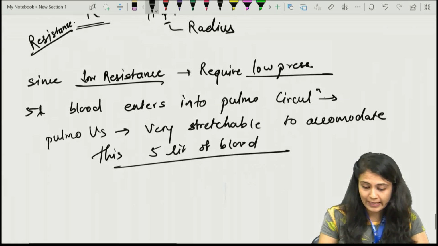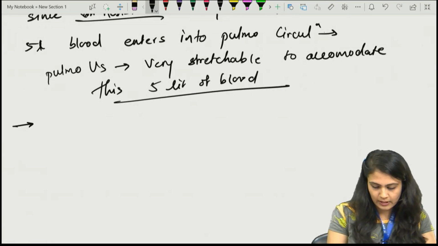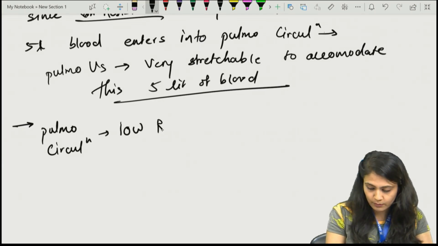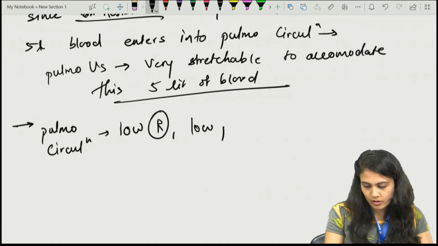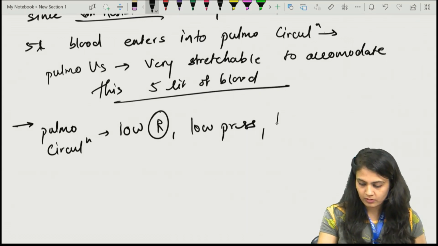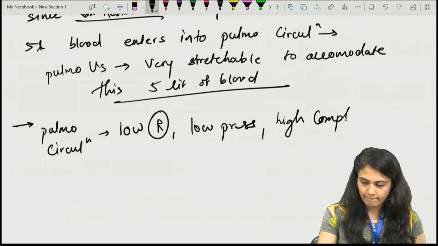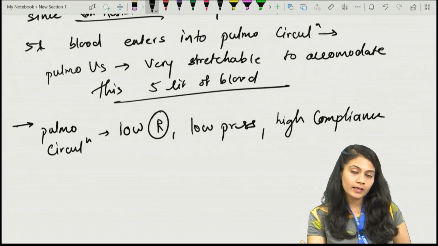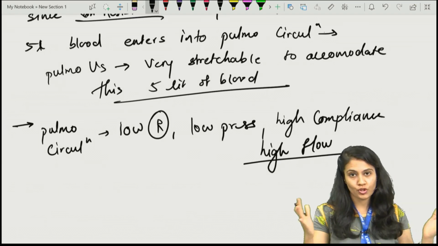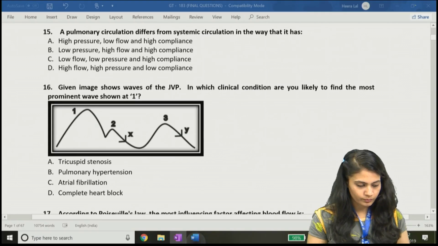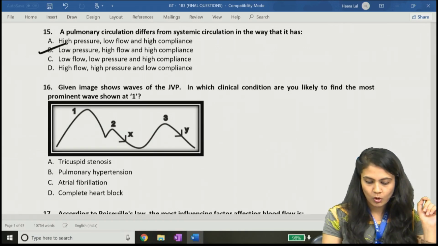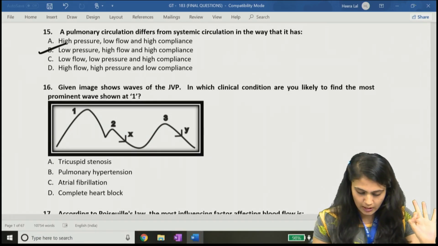So to summarize, for the pulmonary circulation, we saw low resistance and low pressure. They can stretch more, that means they have a high compliance. And it is having a high flow at a particular time, because they are stretchable and can accommodate more blood. So it is option B, low pressure, high flow and high compliance will be the answer.